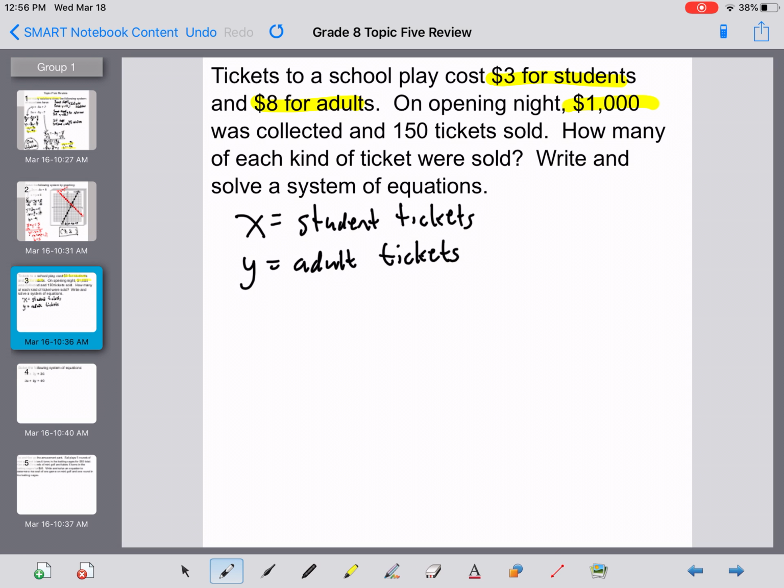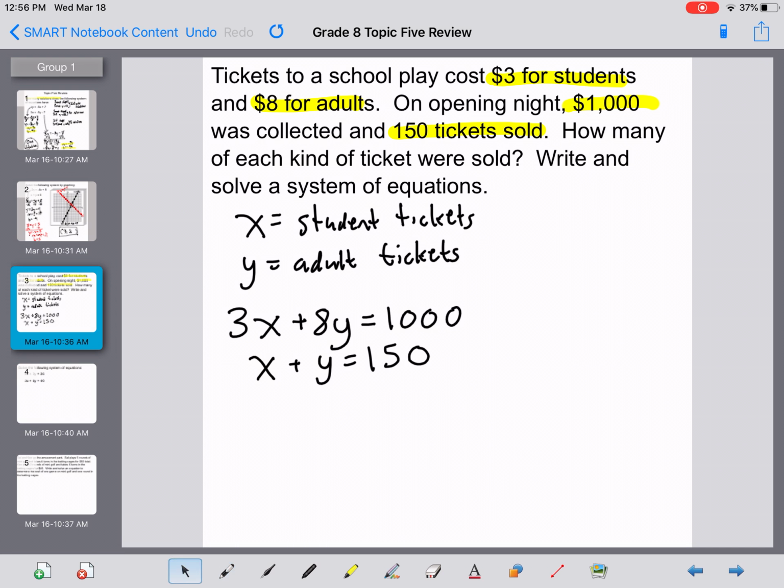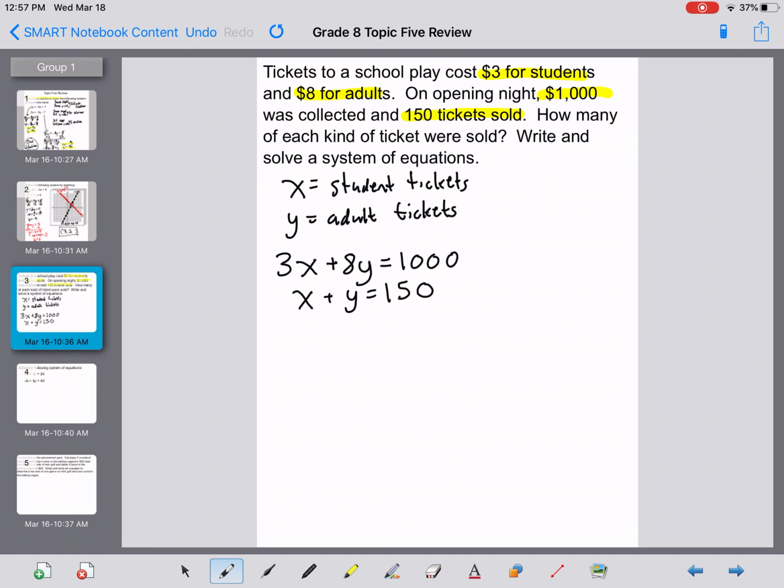So since it's $3 for students, I can have 3 times the number of student tickets, which is X, plus $8 times the number of adult tickets, which is Y, and that will equal my total of $1,000. Notice that the 3, 8, and the 1,000 are all money. I'm also told that 150 tickets were sold. That means that the student tickets plus the adult tickets will equal 150.